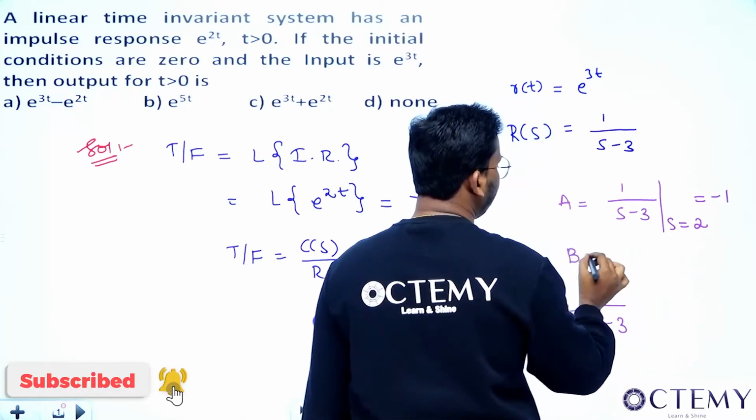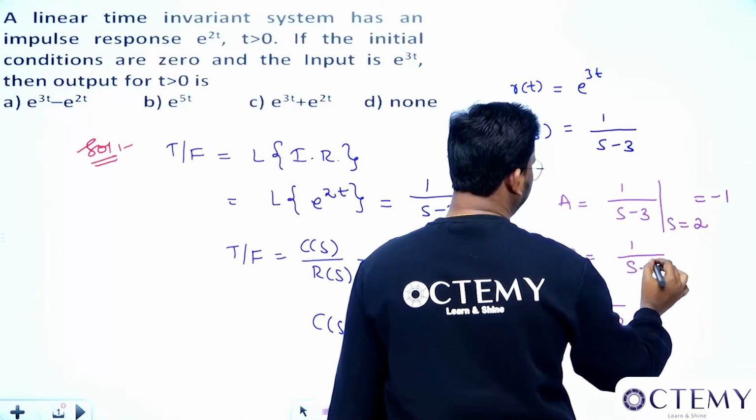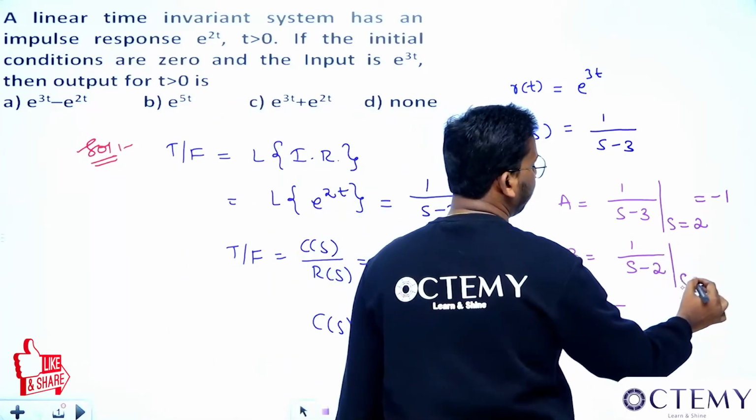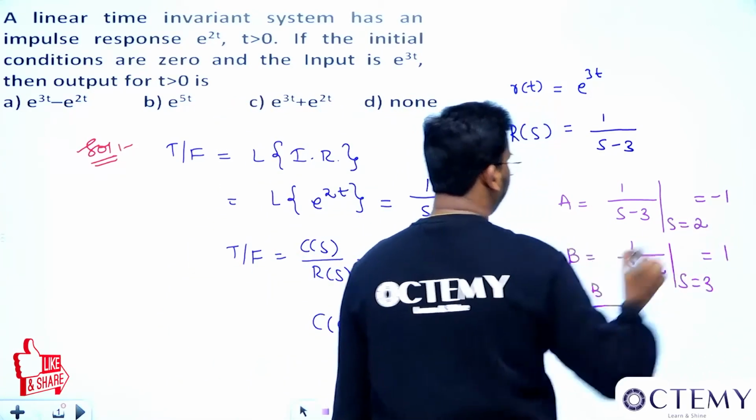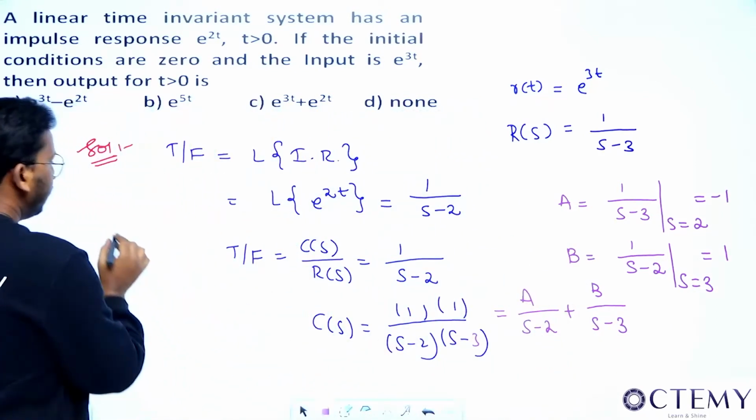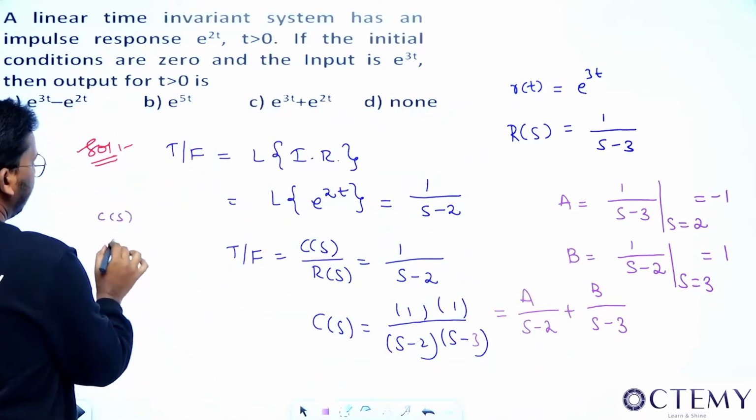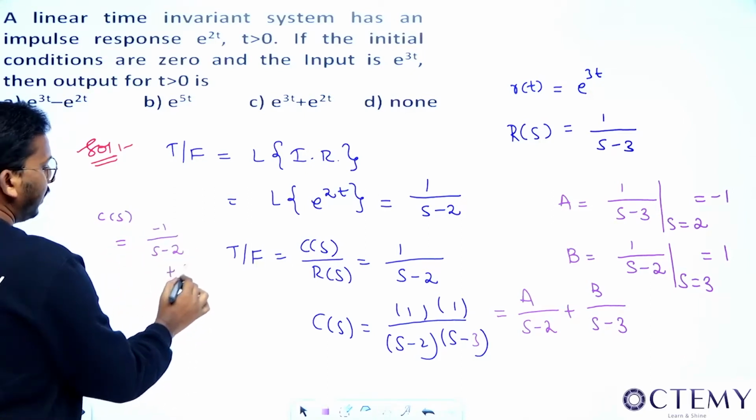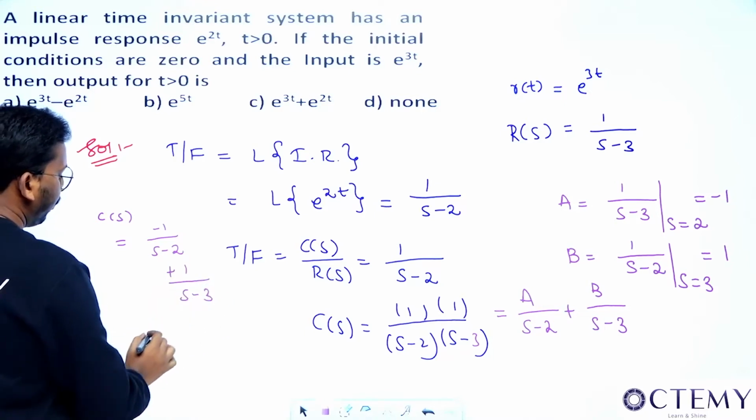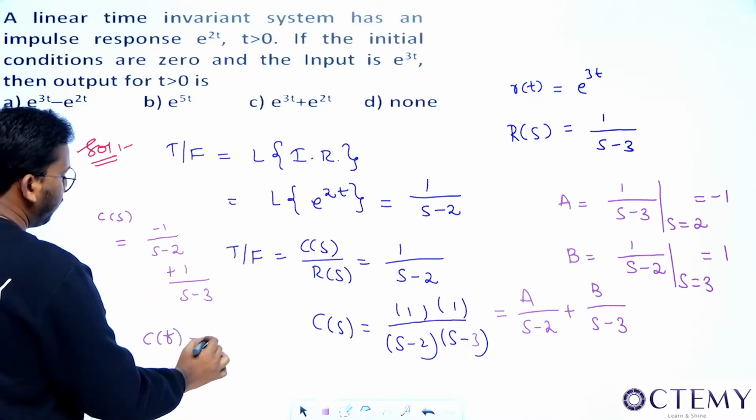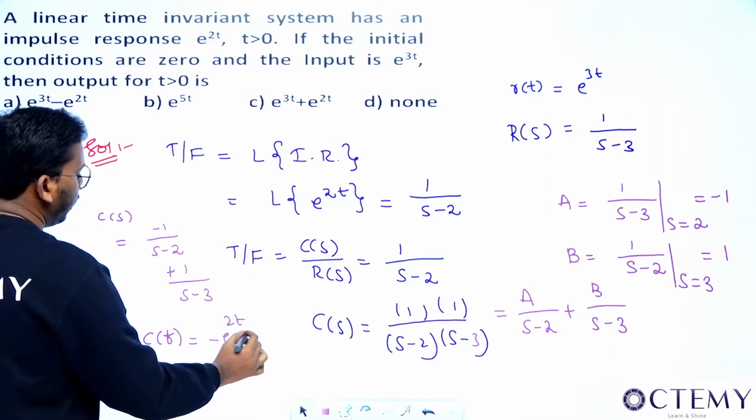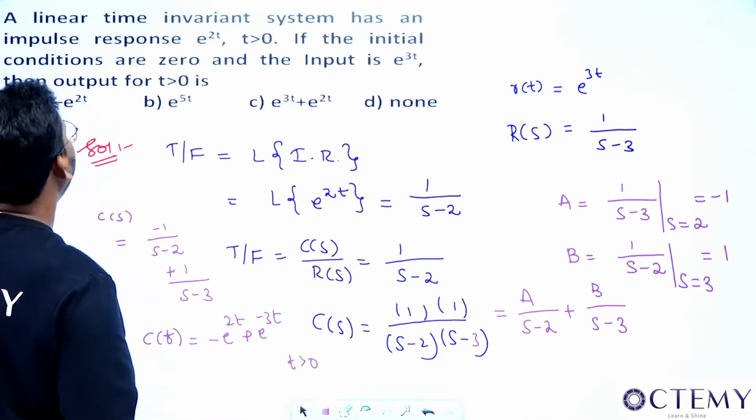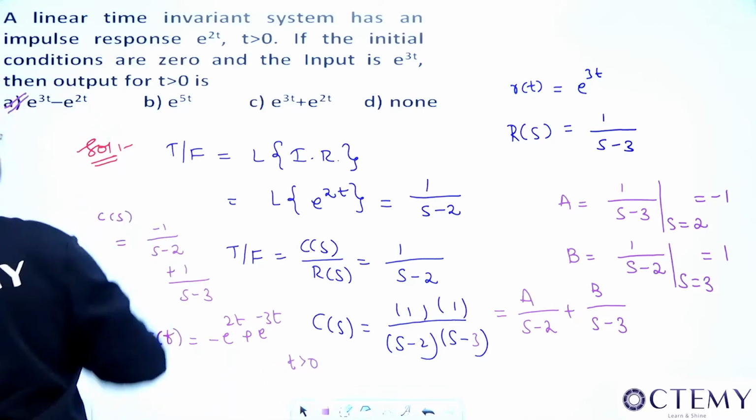Similarly, what will be b, sir? B will be 1 by s minus 2 because you remove s minus 3 and you put s is equal to 3. So you'll get it as 1. So now what is the C of s, sir? The C of s, the response, is equal to minus 1 by s minus 2 plus 1 by s minus 3. Now you want C of t, take Laplace inverse, sir. It will become minus e power 2t plus e power 3t for t greater than or equal to 0. Right? So the option A is perfectly right for this.